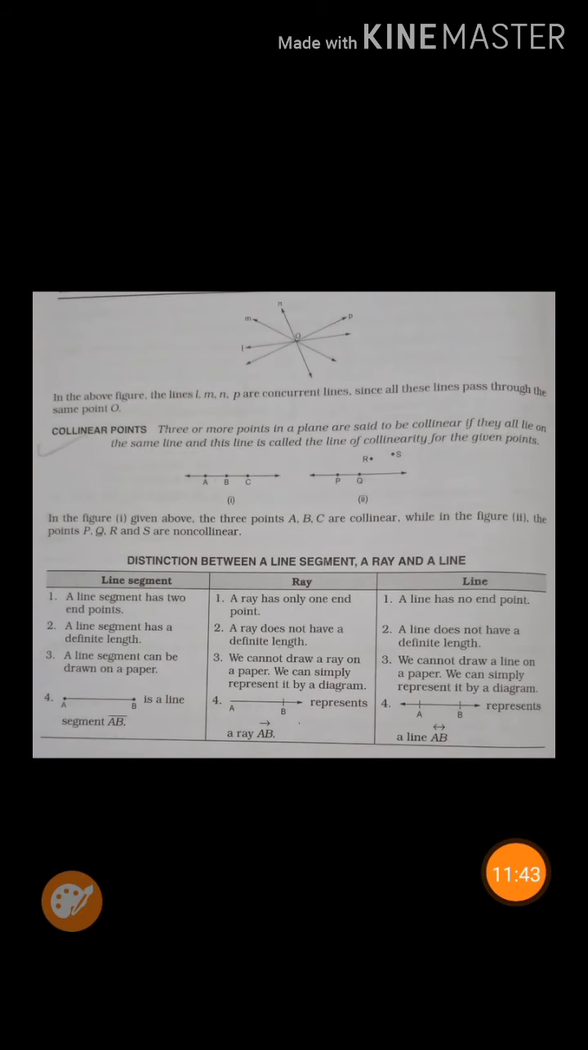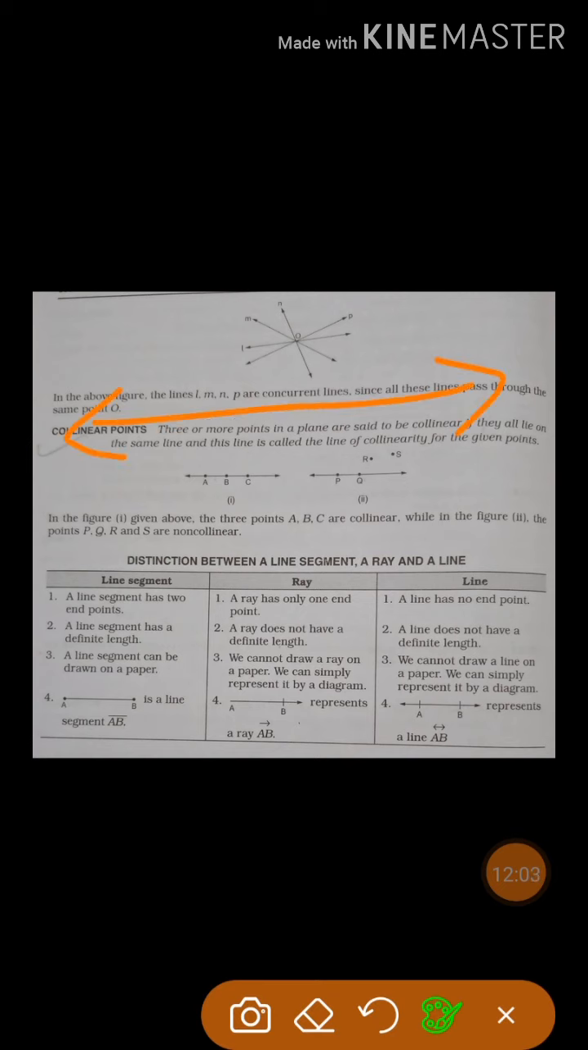Now collinear points. Three or more points in a plane are said to be collinear if they all lie on the same line. This line is called the line of collinearity. So you can see, if there is a line and three or more points lie on this line, then these points are called collinear points. These points are called collinear points if they lie on the same line. Three or more than three points can be D also, P, Q or any.